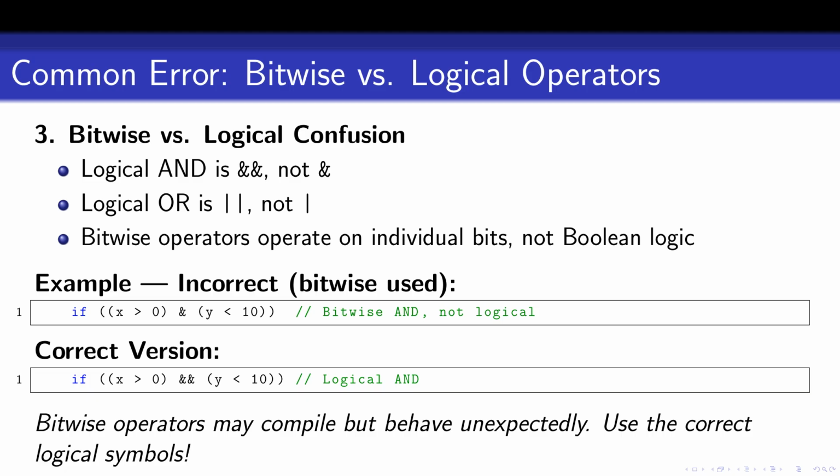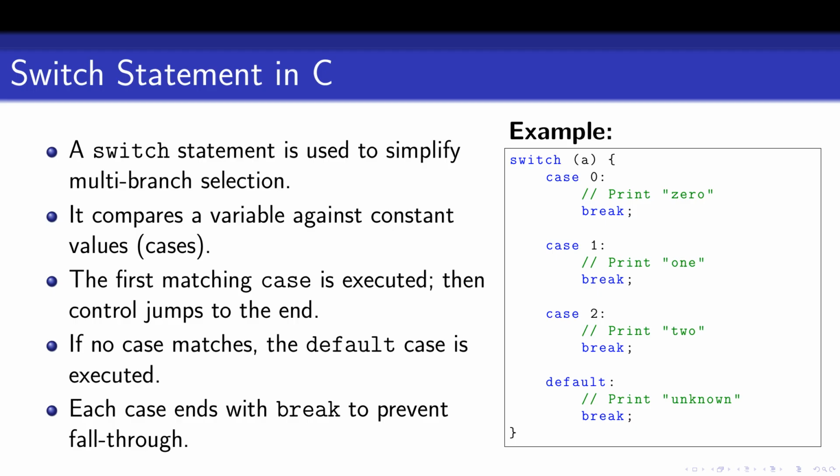That's critical for writing efficient and safe code. Always use double ampersand and double vertical bars when evaluating conditions, and reserve single ampersand and single vertical bar for bitwise logic. The switch statement offers a clean way to handle multi-branch logic based on a single variable.